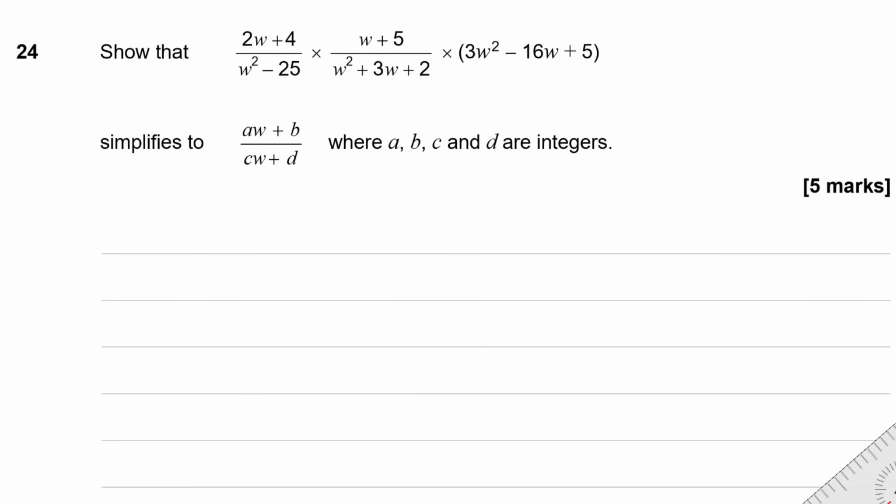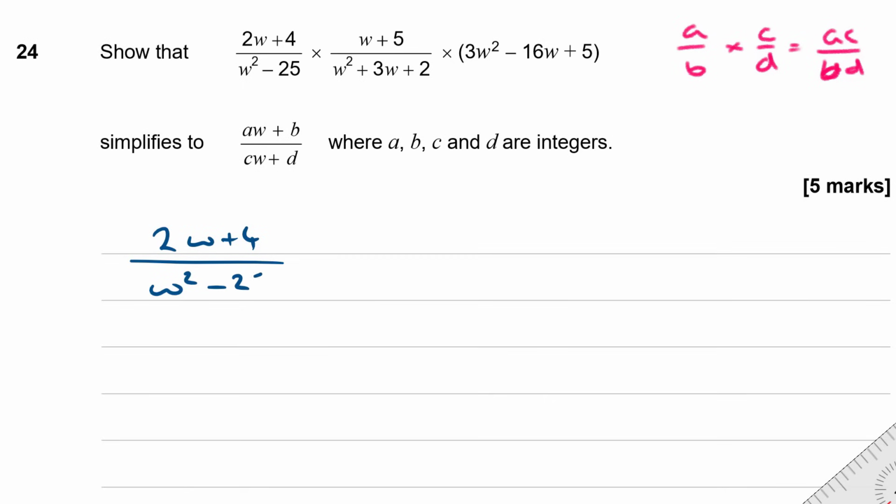Okay, so we know about how to combine two fractions together normally. If I have a much simpler fraction like a over b times c over d, we would just say that, wouldn't we? We would say ac over bd. We just multiply the top with top, bottom with bottom, and then we'd see if we can cancel anything out. That's exactly what we're going to do here. We're going to put all of this over into one fraction and then see if we can cancel anything. Okay, so let's start with 2w plus 4 over w squared minus 25 times w plus 5 over w squared plus 3w plus 2.